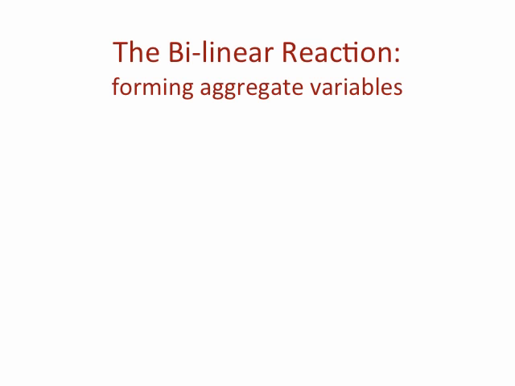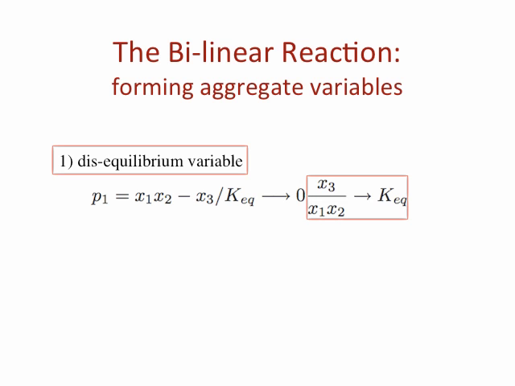As with the linear reversible reaction, I can form aggregate variables here. I can form a disequilibrium variable as shown here that is analogous to the one I had for the simpler case. The big difference is that P1 as defined there is a nonlinear function, and I cannot describe it as a row vector times the concentration vector. To do that, I have to linearize this equation.